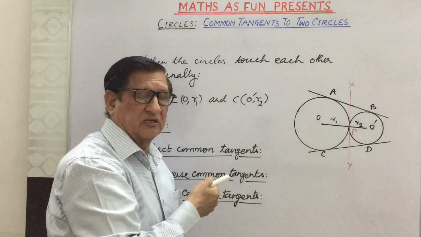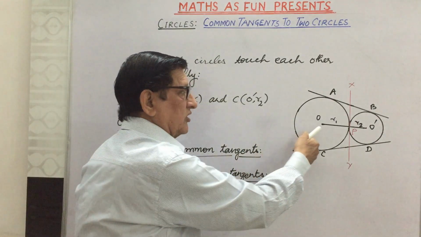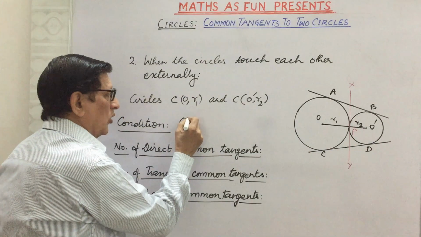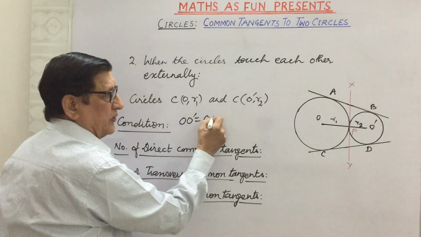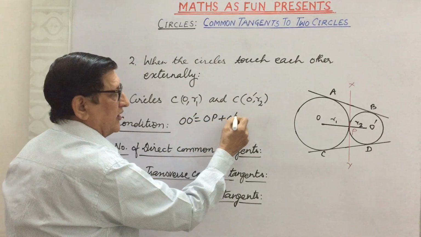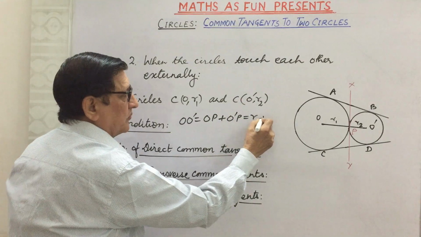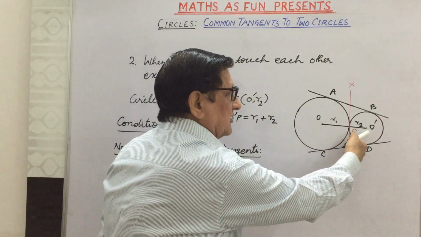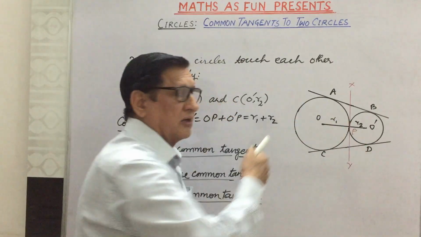Here what do we find in this case? If we join the centers, here we find OO' is OP plus O'P, that is R1 plus R2. It means we find that the distance between their centers is equal to the sum of their radii.